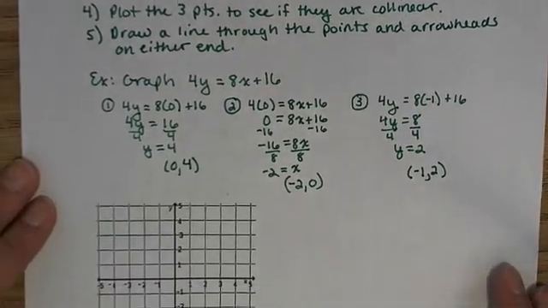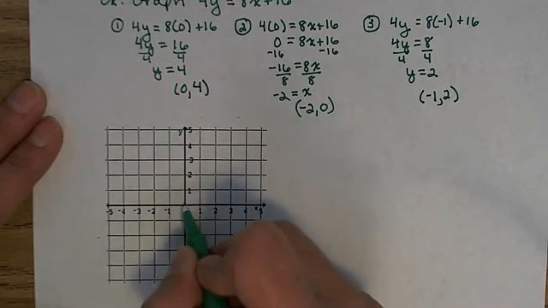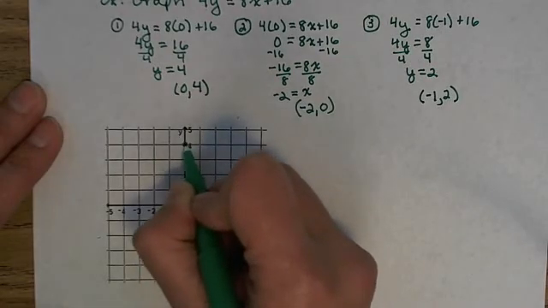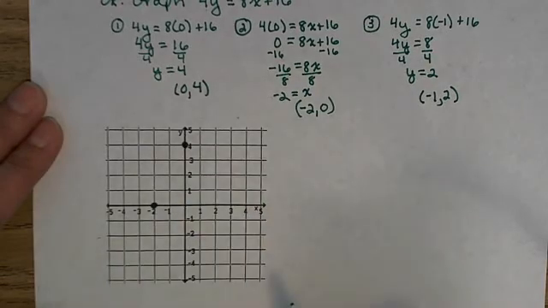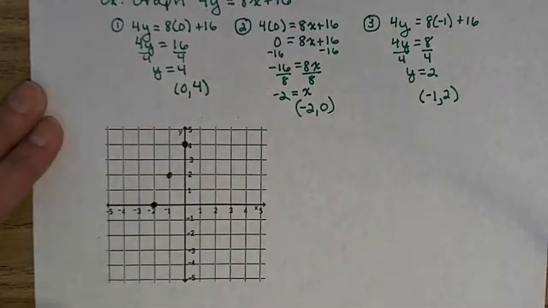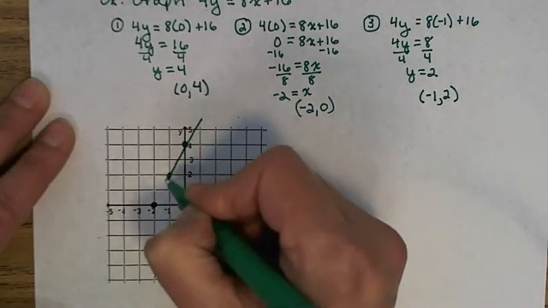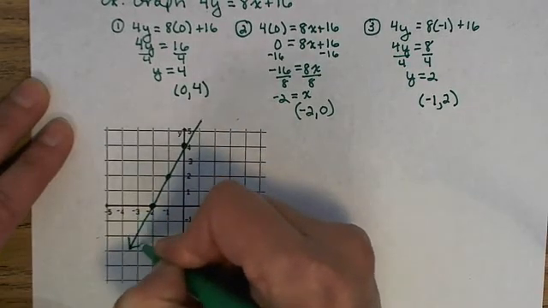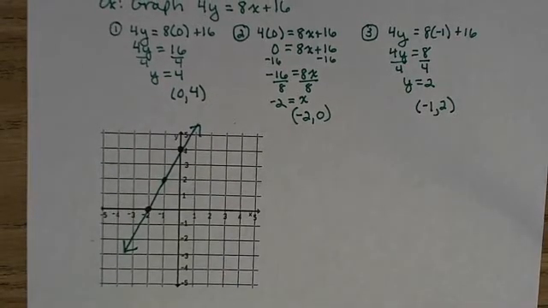So now let's go ahead and move to our graph and see if those are actually going to be collinear. So 0, 4, 1, 2, 3, 4 is going to be right here. Negative 2, 0 is going to be right here, and negative 1, 2 is right here. And look, they are collinear. They do line up. So therefore, I know I have the correct graph. I can sketch my line through those 3 points, put my arrowhead at either end, and I now have the correct graph for this particular equation.